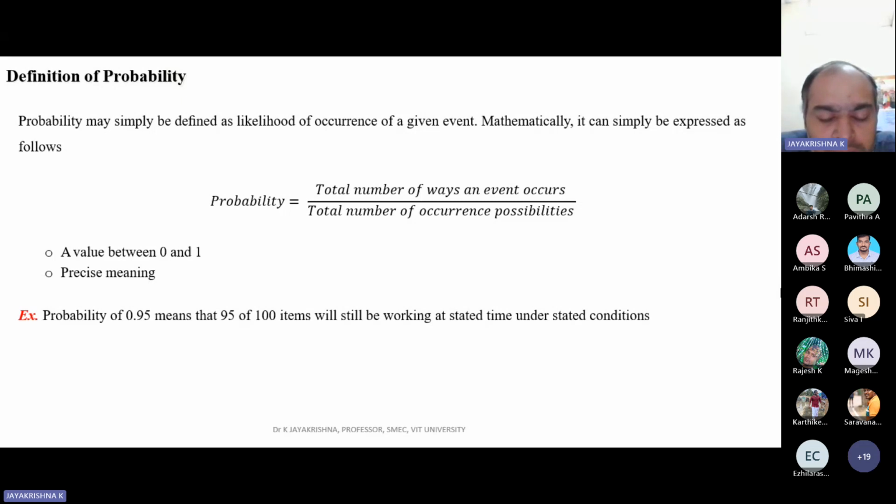And as I always used to say, the value of probability will always be between 0 and 1. It will not go negative, or be more than 1. Why? Because we assume that 0 is 0% and 1 in probability means 100%. So never will a system have a probability of more than 100.